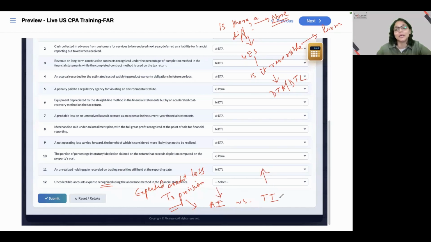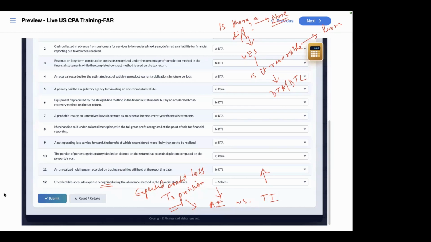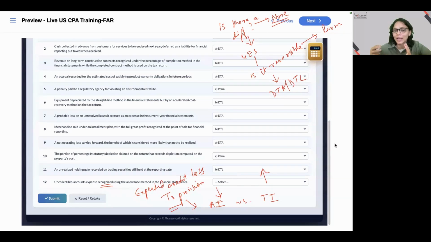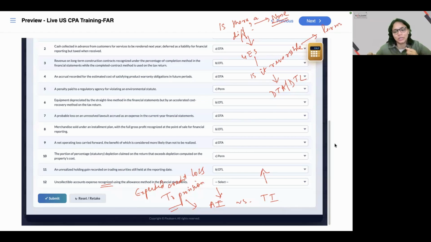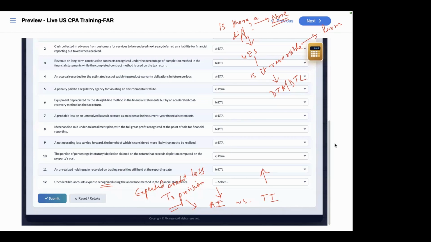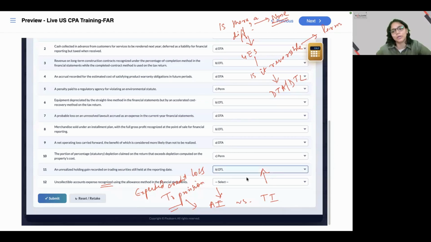So taxable income is high, accounting income is low. It will create a DTL. If your taxable income is high, that means you will pay more tax or less tax compared to what you should have? Pay more. So if you have paid more, is it a payable or is it a prepaid? It's a prepaid. So if it's a prepaid, it becomes what? DTA. Have you understood?